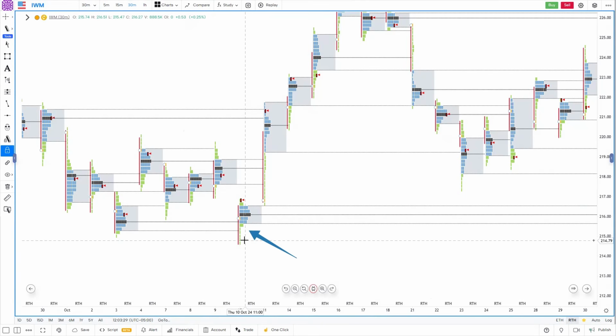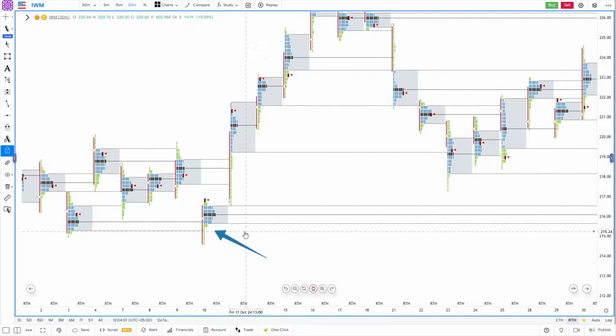When prices got to the 215 price tag, 214 price tag, other people who participated in this market, in this auction, felt that 215, 214 was a good price and IWM was worth buying there. So logically, the next time price gets there, we can game plan before the market opens and say, you know what? We saw that other participants got to that price point and they liked it and they bought it.